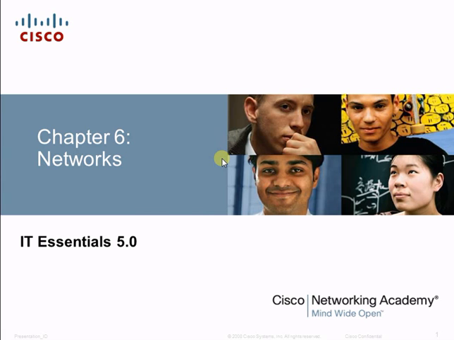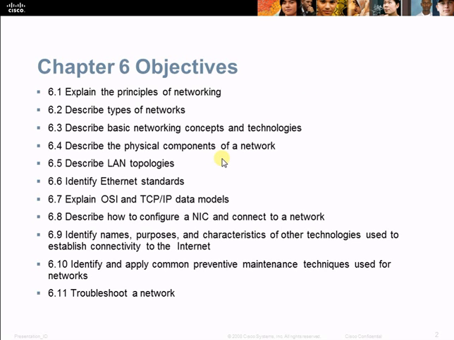We have 11 objectives that we're going to look at. We're only going to concentrate on the first 8 or so. I'm not going to cover the troubleshooting or the maintenance part, but we'll look at the principles of networking. We'll just talk about the different types of networks. We'll talk about basic networking concepts and technologies. We'll actually describe the physical components of networks, the LAN topologies, identify the Ethernet standards. We'll talk about the OSI and TCP/IP data models, or the layers.